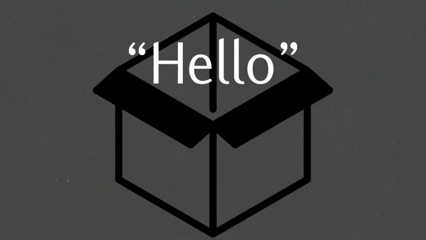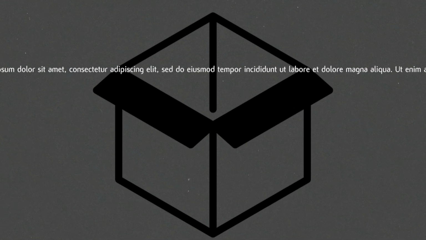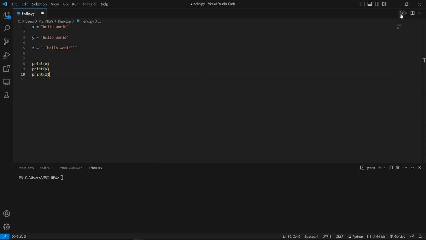A text variable refers to a variable that stores textual data, such as words, sentences, or paragraphs. To define a text variable in Python, you need to assign a string value to a variable name, and we can define it in a lot of ways.